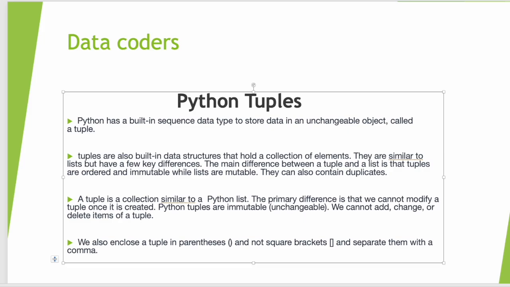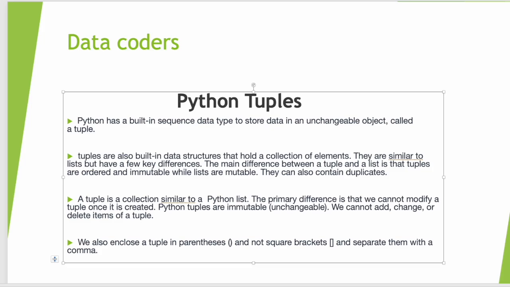So tuples are an inbuilt data structure that holds a collection of elements. They are very similar to lists, but a few differences are there. I will make a separate video to show all the differences between tuples, dictionary, and list. But here we can see why we need tuples when we already have lists. The first difference: a tuple is immutable, but a list is mutable. What does mutable mean here?